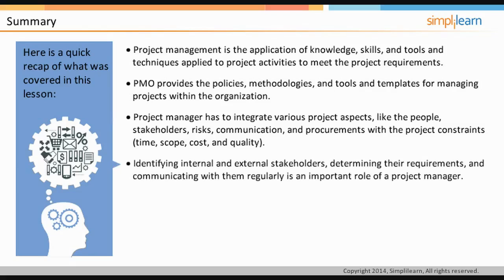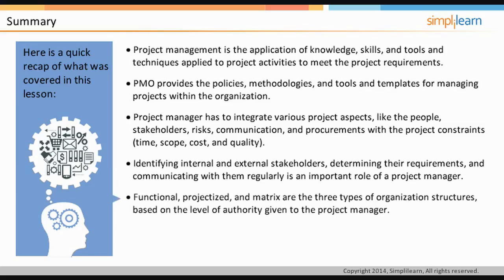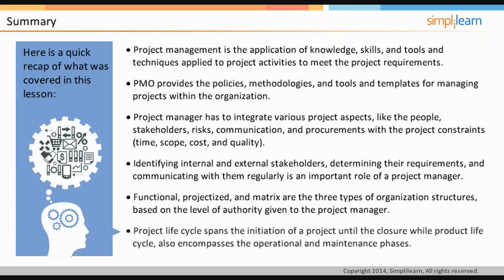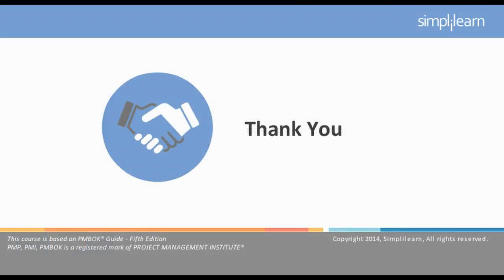Identifying internal and external stakeholders, determining their requirements, and communicating with them regularly is an important role of a project manager. Functional, projectized, and matrix are the 3 types of organization structures based on the level of authority given to the project manager. Project lifecycle spans the initiation of a project until the closure, while product lifecycle also encompasses the operational and maintenance phases. With this, we have come to the end of this lesson. In the next lesson, we will discuss project management processes.